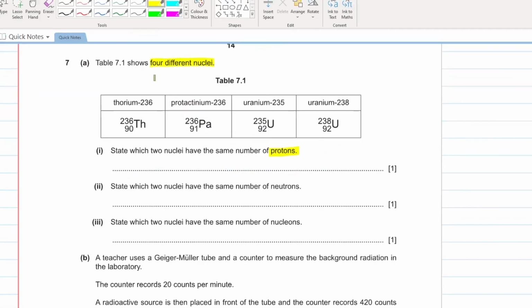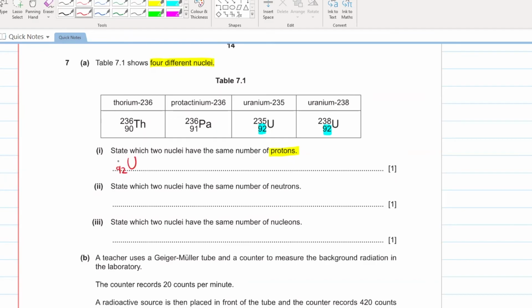Table 7.1 shows four different nuclei. Perfect. State which two nuclei have the same number of protons. So I have told you guys that the number of protons is written where? At the bottom. Which two nuclei have the same number of protons? If you see, uranium 235 and uranium 238 have the same number of protons. So you can write it here.